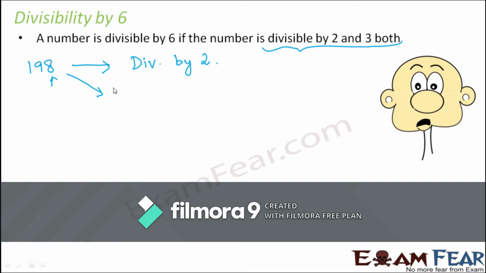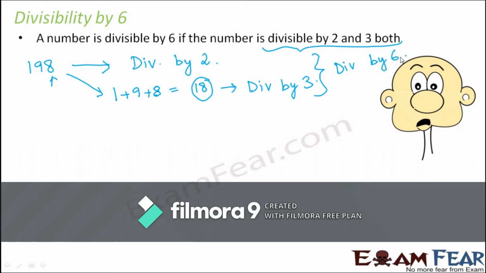What about divisibility by 3? To check the divisibility by 3, we need to find the sum of the digits, and the sum of the digits comes out to be 18. This is 1 plus 9 plus 8. So the sum of the digits is 18. And 18 is divisible by 3. 18 is a multiple of 3 because 3 into 6 is equal to 18. Therefore, we can say that this number is also divisible by 3. Now, since 198 is divisible by 2 and it is also divisible by 3, therefore, we can say that this number is divisible by 6.